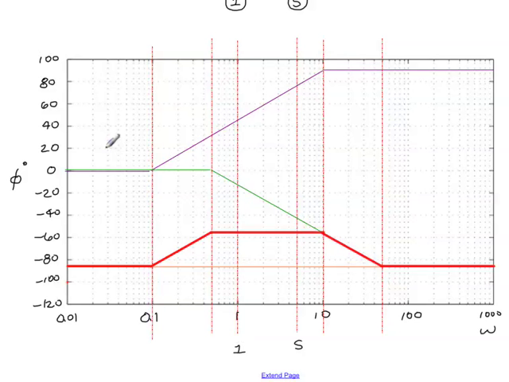So let me just add my names that I had here. The purple here was the phase angle due to N1. The blue I erased, that was the constant of 0. The green is the 1 over D1 contribution. And the orange was a 1 over D2. Add them up and you get the red.